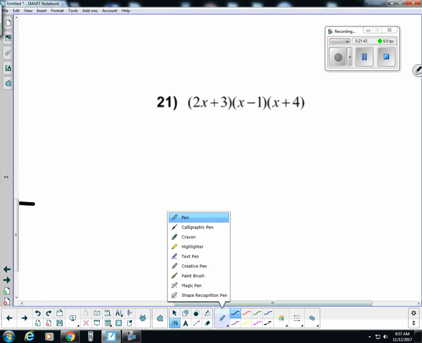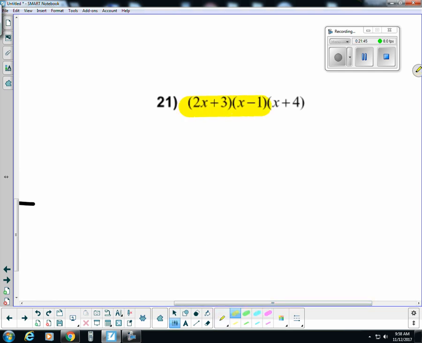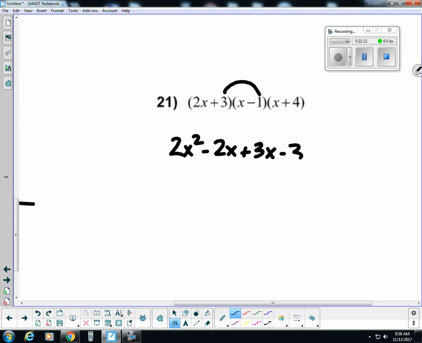So what I'm going to do is pick the first 2, these 2, and FOIL them. First, outside, inside, last. So first times first, 2x times x is 2x squared. Outside times outside, 2x times negative 1, which is negative 2x. Inside times inside, 3 times x is 3x. And then last times last, 3 times negative 1, which is negative 3.